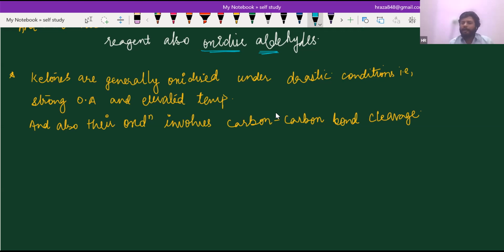In case of aldehydes, if you have a compound of 5 carbons, you will get a carboxylic acid of 5 carbons. But in case of ketones, you will get a carboxylic acid with a lesser number of carbons as compared to the number of carbons in the ketone. So please do write it.